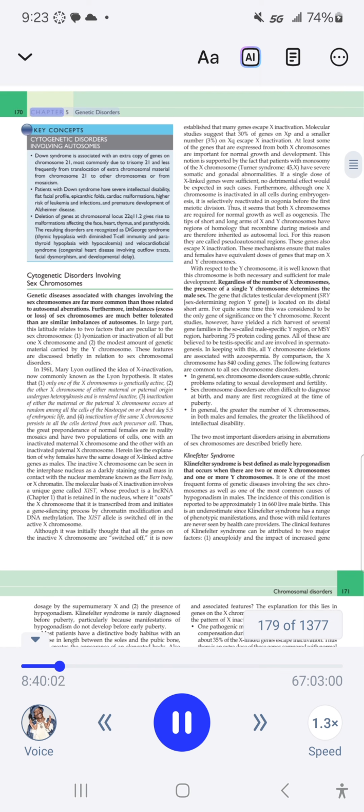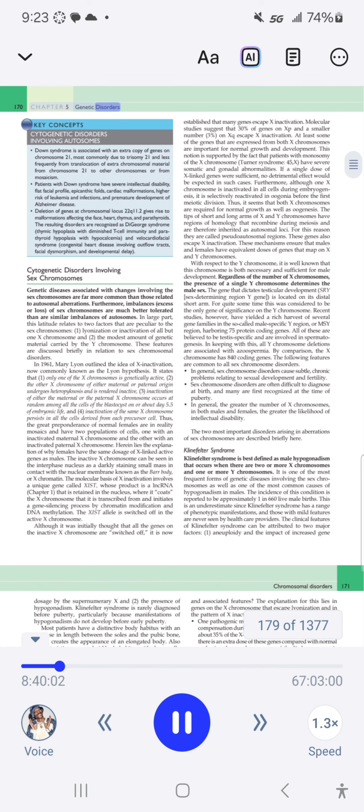Chapter 5. Genetic disorders. Key concepts: cytogenetic disorders involving autosomes. Down syndrome is associated with an extra copy of genes on chromosome 21, most commonly due to trisomy 21, and less frequently from translocation of extra chromosomal material from chromosome 21 to other chromosomes or from mosaicism.